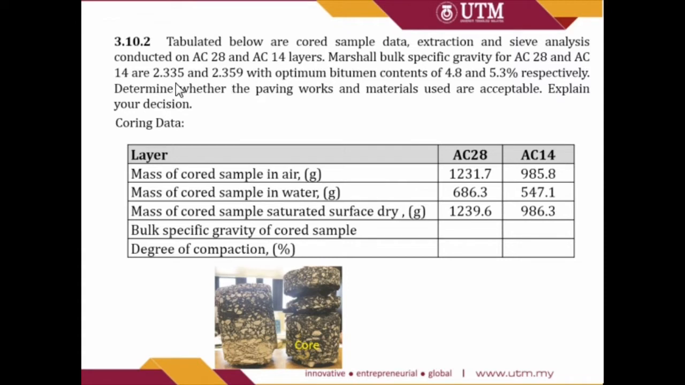2.335 and 2.359 for AC28 and AC14 respectively. Then, the optimum bitumen content for both mixtures is 4.8% and 5.3% respectively. Determine whether the paving works are acceptable or not, and then you have to explain the results.